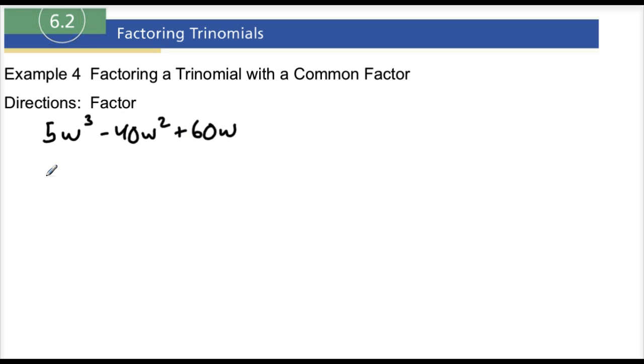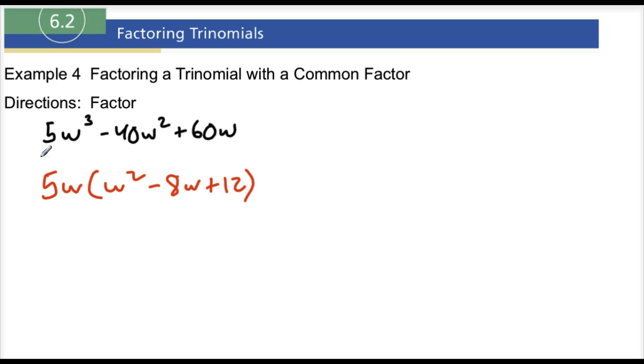So I'm going to factor out a 5, and then they each have a w in common. So 5w times what is 5w cubed? Well, it's just going to be w squared. 5w times what is negative 40w squared? So that's going to be a minus, let's see, 8w. And then 5w times what is 60w? So it's going to be 12 right there. Notice the first thing that we did was that we factored out the GCF first, okay?